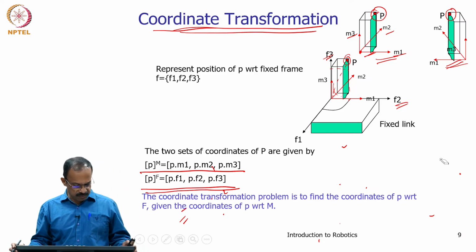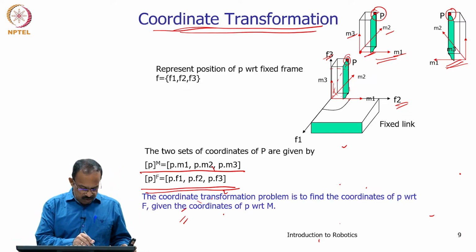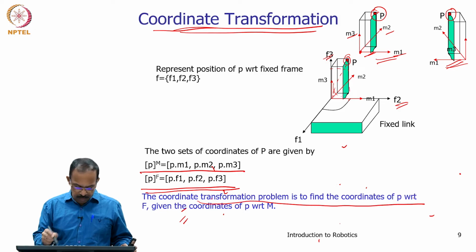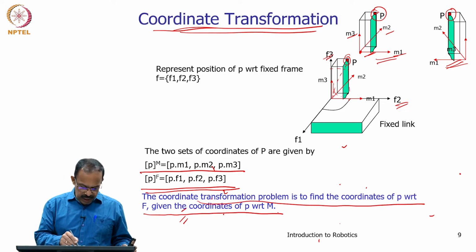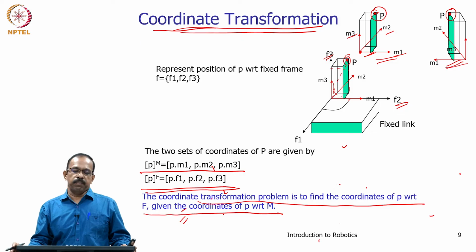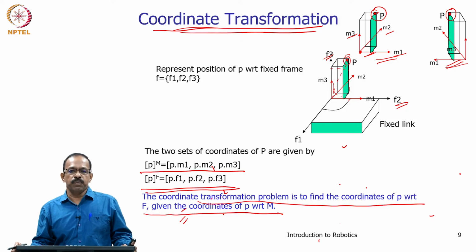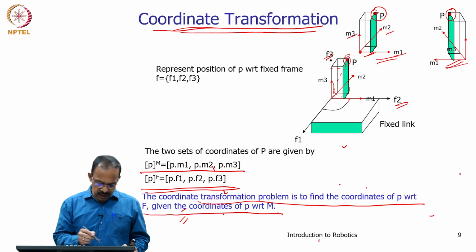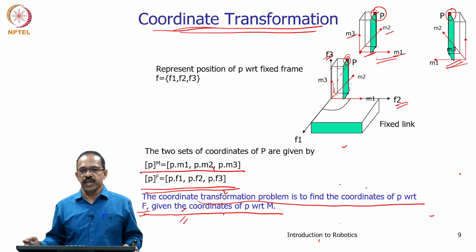Suppose there is a rotation. So, the coordinate transformation problem is to find the coordinates of P with respect to F given the coordinates of P with respect to M. Suppose we know the coordinates of P with respect to M, how do we find the coordinates of P with respect to F? That is the coordinate transformation problem.